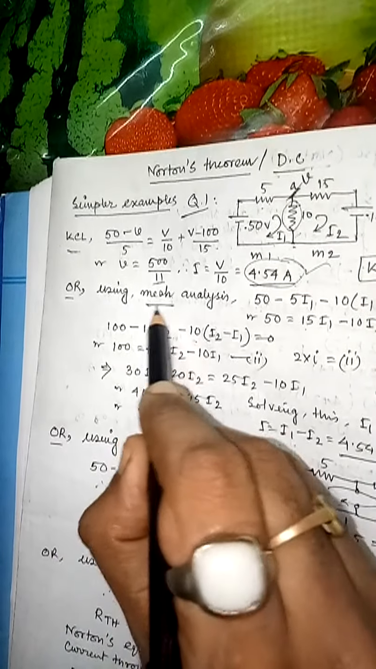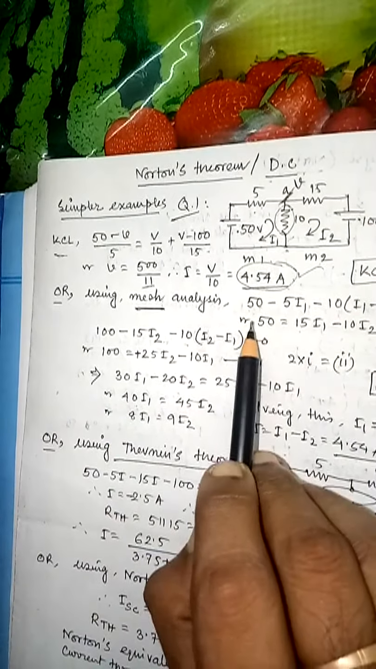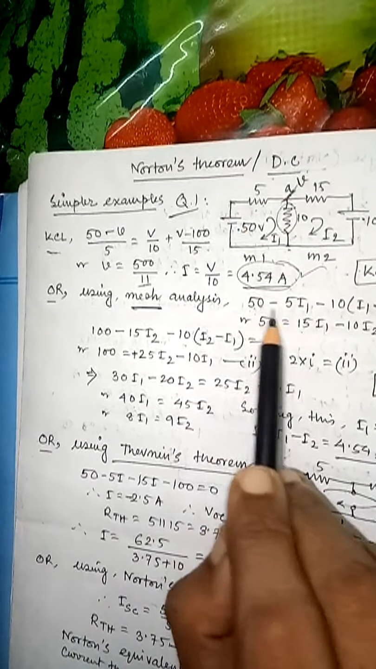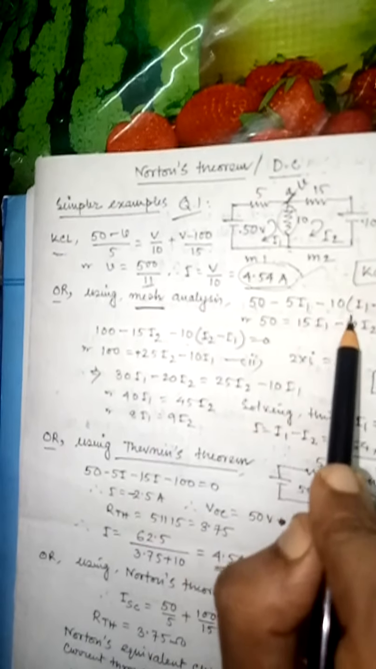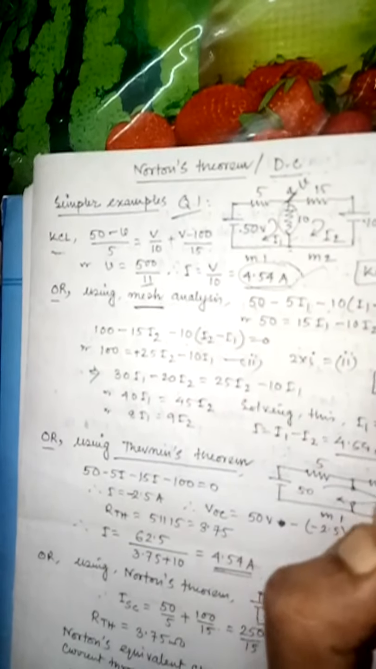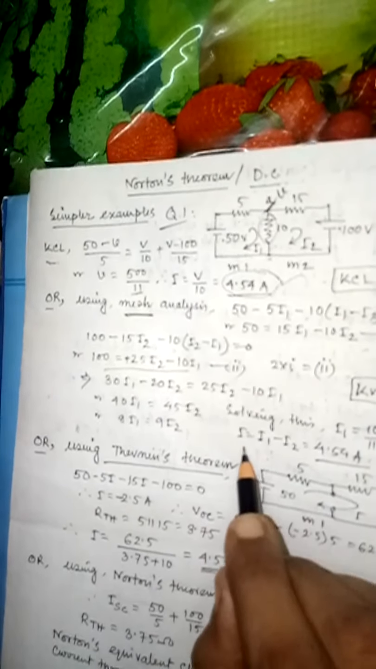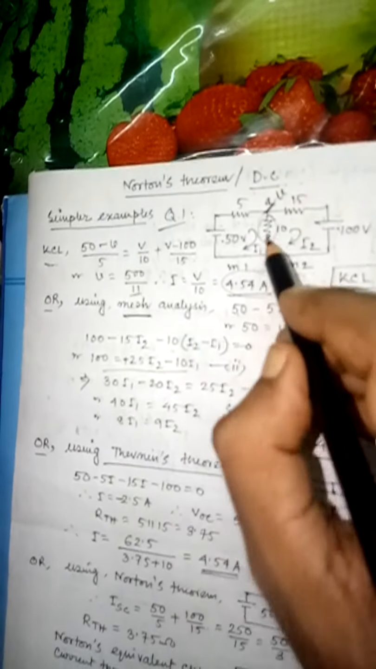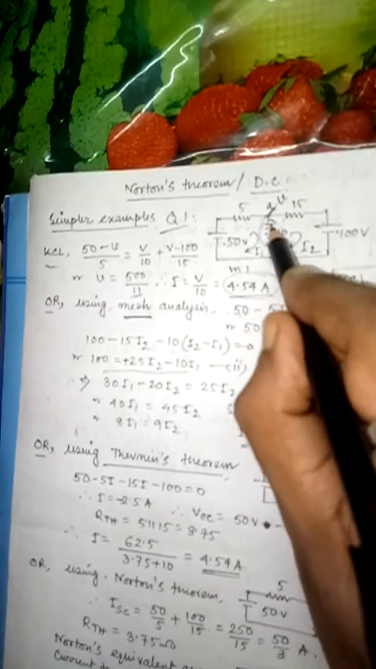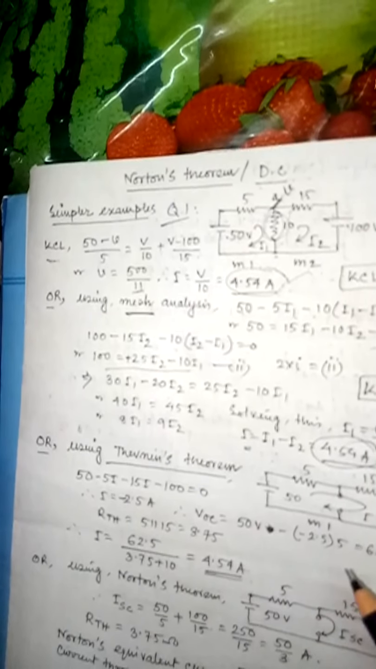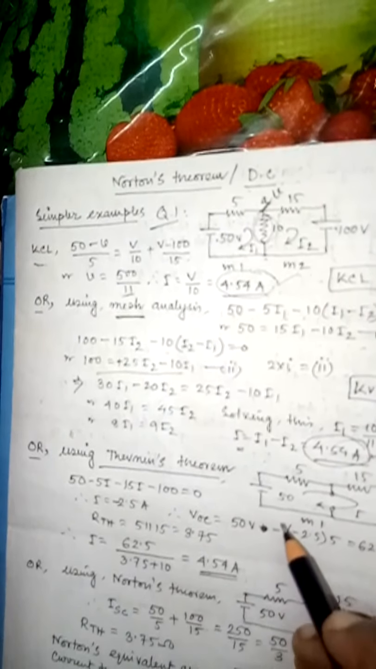Now using mesh, obviously here is I1, here is I2, two branch currents are there. So 50 minus 5 I1 minus 10 (I1 minus I2) equals 0, one equation. Solving the second, you will have the second equation. Solving this, finally you will get I. I is I1 minus I2, so net I is I1 minus I2, so it is again 4.54 ampere. You can work it out by yourselves also, okay?